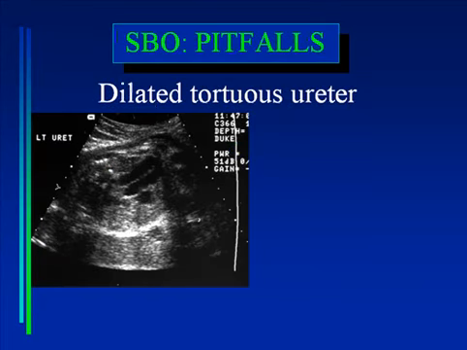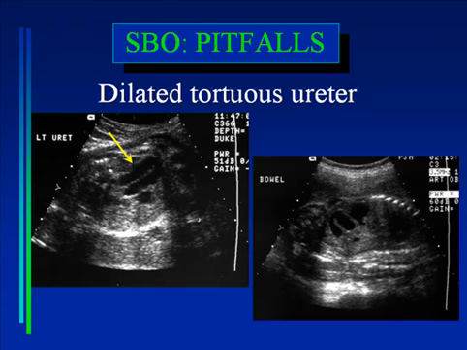A dilated tortuous ureter can sometimes look similar to a dilated bowel loop. Here is a dilated left ureter, and notice that it creates a sort of hairpin loop configuration. Compare this to this fetus with a small bowel obstruction, in which you see a dilated tortuous loop that also has a hairpin-like configuration. So tracing the pathway of the dilated loops is very important in order to distinguish dilated ureter from dilated bowel.